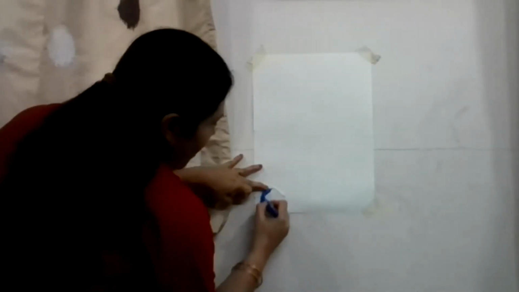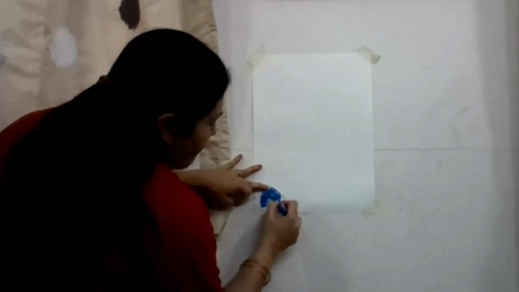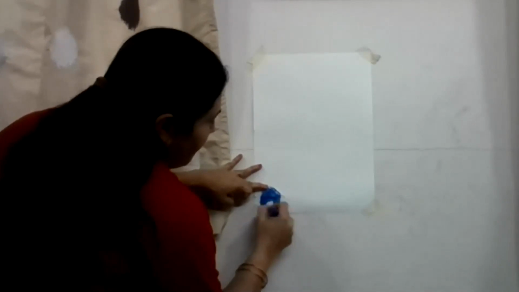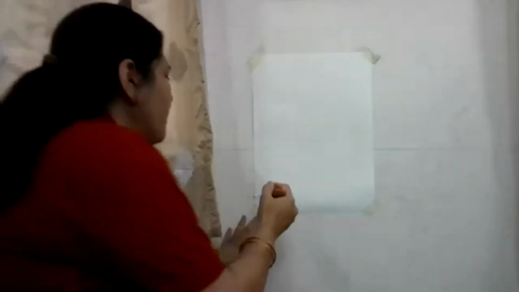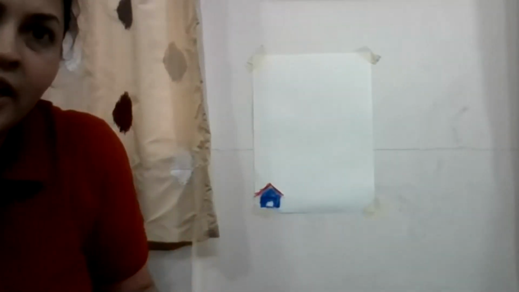So this is my house. I had made a cutout. So first stick the house. You can also draw it or you can color it. Can you see the screen? Can you see my screen?